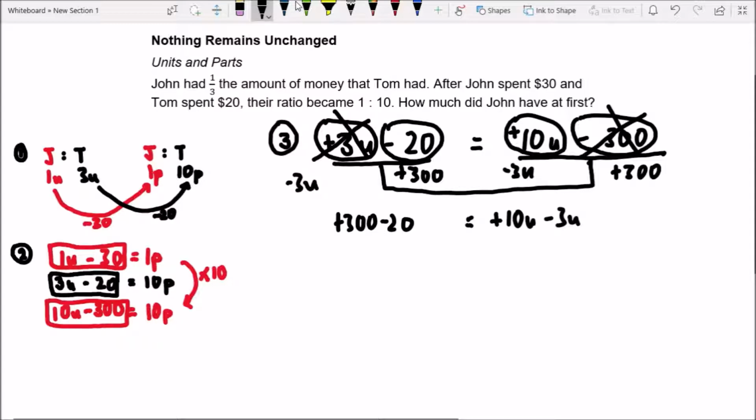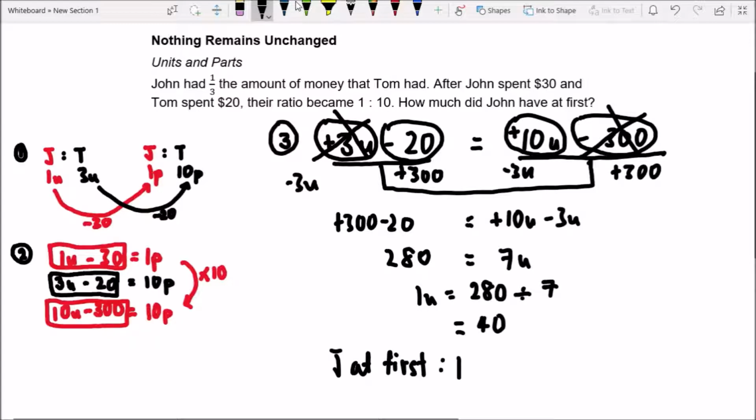You can ignore the plus sign if the item appears on the extreme left. That means plus 300 minus 20 is simply 300 minus 20, which is 280. Similarly, plus 10 units minus 3 units is simply 10 units minus 3 units, which is 7 units. We have figured out that 7 units is equal to 280. To find 1 unit, divide by 7. Since John had 1 unit at first, the answer is $40.